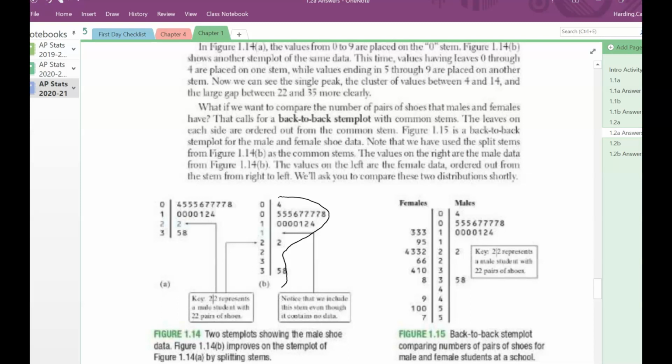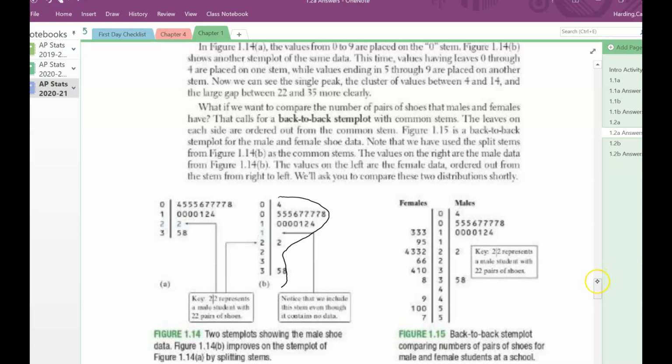In comparing data, you can compare data in what's called a back-to-back stem plot, and that's what's shown over here on the right side. So you can see that you need to be consistent with your stem, so we had to go back to the female data and we had to do a stem split here so that you could compare the two stem plots to each other.